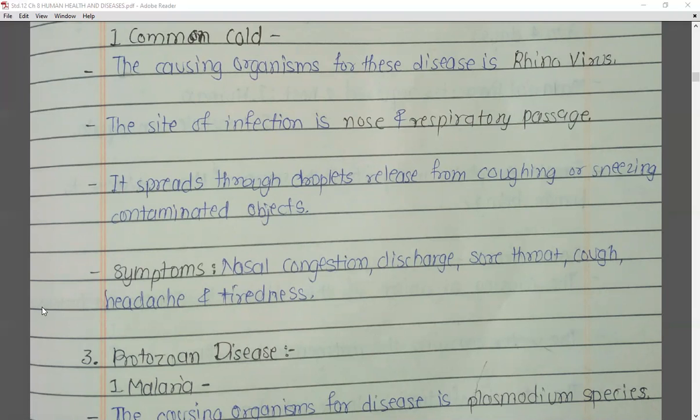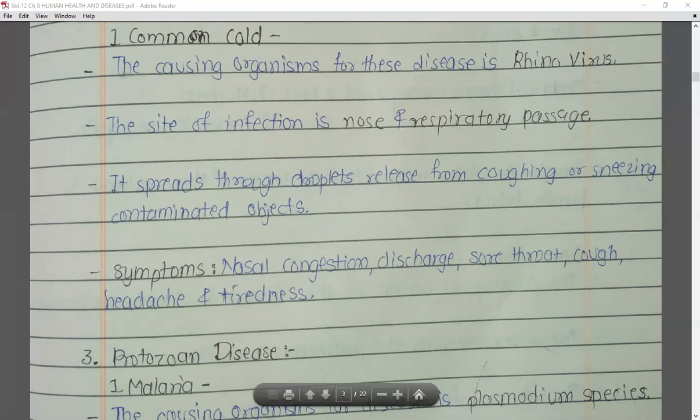The person beside you, if they are having the common cold, then if they sneeze or cough, several droplets are released from their coughing and sneezing. And if these are released in the air, then other people around them are also prone to the common cold. The symptoms of this disease start with nasal congestion.